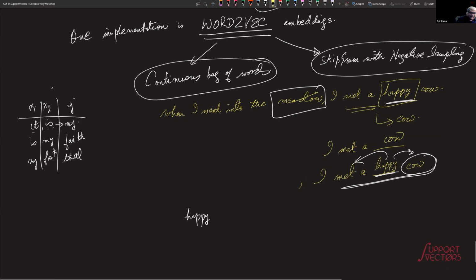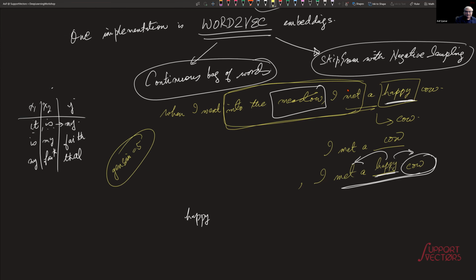Let's say that you take a window, and I'll take a window that people take in practice. For example, the GenSim library takes a window size of 5. GenSim is one of the libraries. So what you would say is the word meadow, you would create a table like this. Meadow.